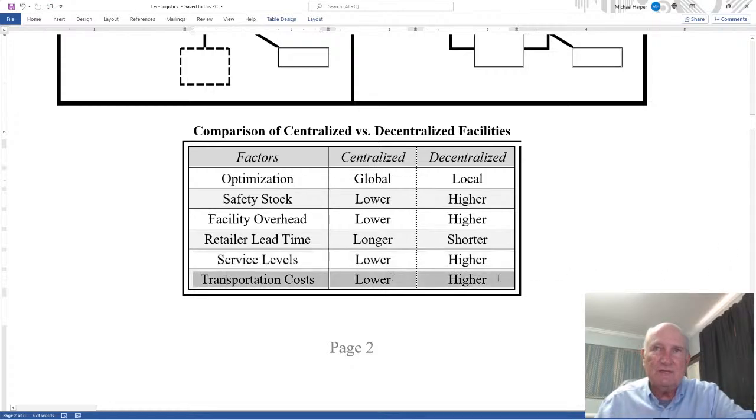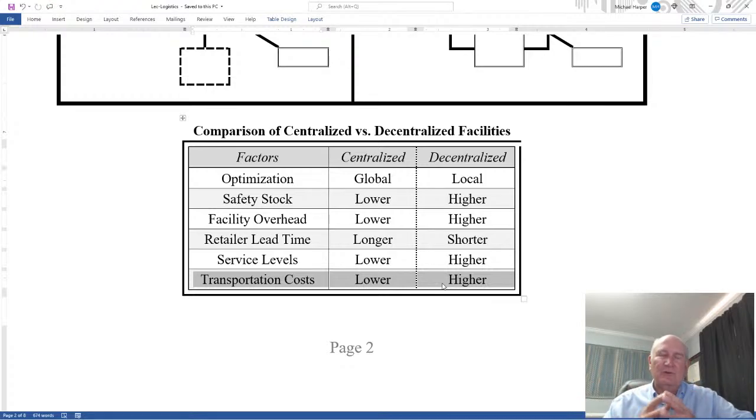The transportation costs are going to be lower for centralized, although that doesn't seem to be logical. But it turns out to be lower because you're shipping all the way down to the customer. But then the decentralized supply chain will have a much higher transportation cost because there are multiple deliveries. Each delivery on the downstream will be satisfied in a more detailed fashion.